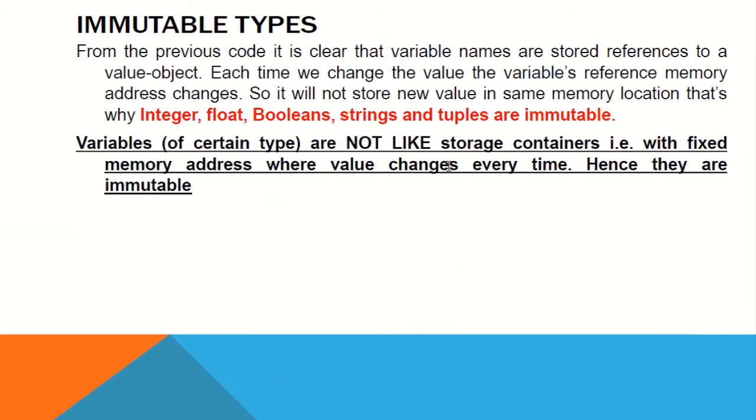Next is immutable type. From the previous code, it is clear that variable names store references to a value object. Each time we change the value of the variable's reference, the memory address changes. So it will not store the new value in the same memory location. That's why integer, float, boolean, string, and tuples are immutable. The variable of certain types is not like a storage container with a fixed memory address where the value changes every time. Hence they are immutable.